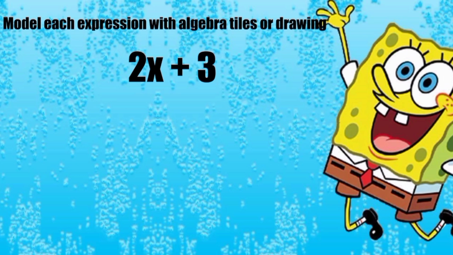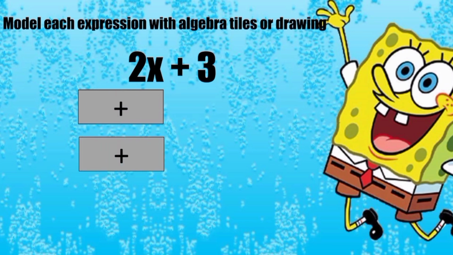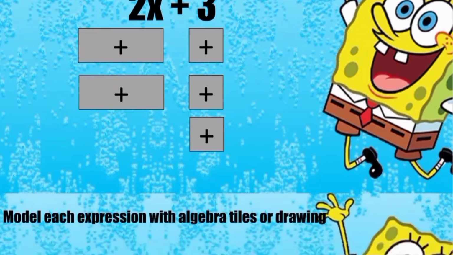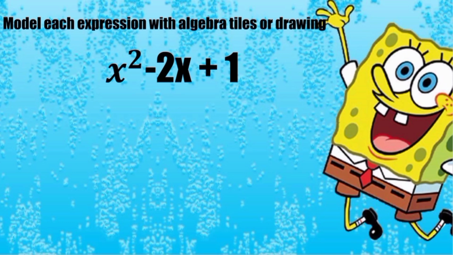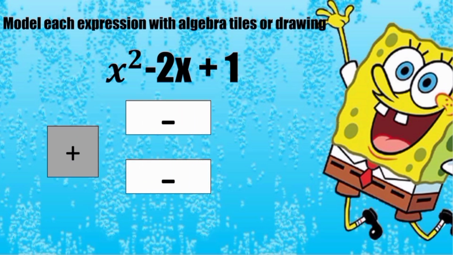Now this is our answer. We have 2 positive x. And we have 3 pieces of positive 1. For our next example, we have x squared minus 2x plus 1. Now here is our answer. 1 positive x squared. We have 2 pieces of negative x and 1 piece of positive 1.